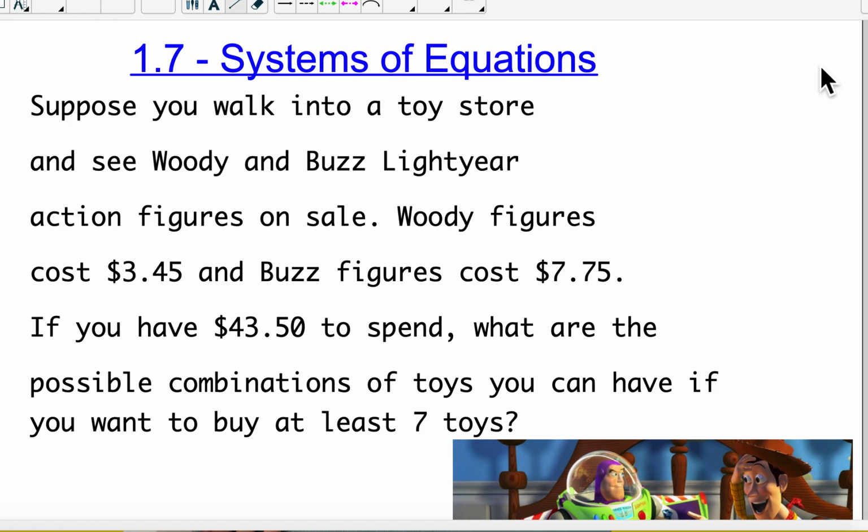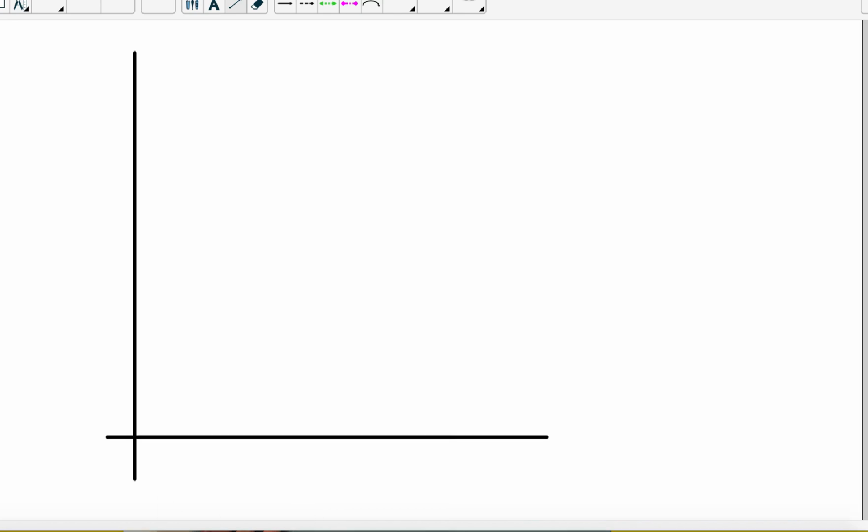So we have Woody action figures and Buzz Lightyear action figures. So the ones with Woody cost $3.45. The ones with Buzz cost $7.75 each. Makes sense. He's got a lot more stuff going on. And we have in our pocket $43.50 to spend. So we want to figure out the possible combinations of toys. Let's say we're buying them for a birthday party and we have 7 people come. We need at least 7 toys. Okay. So we can write down a few of these things here.